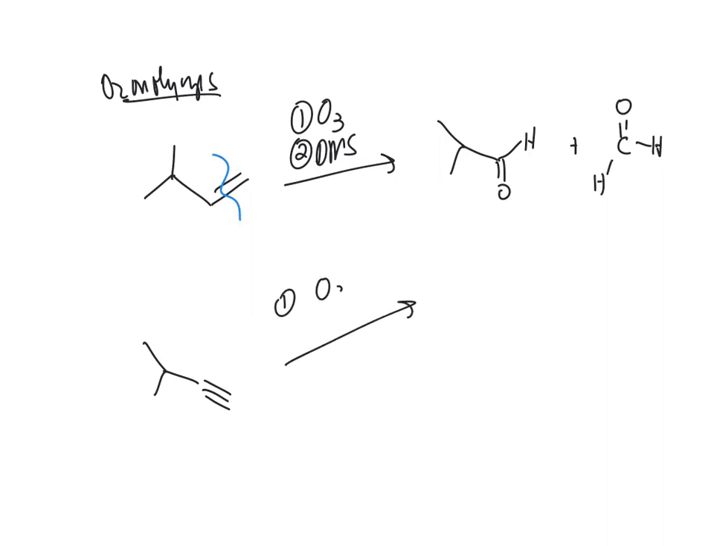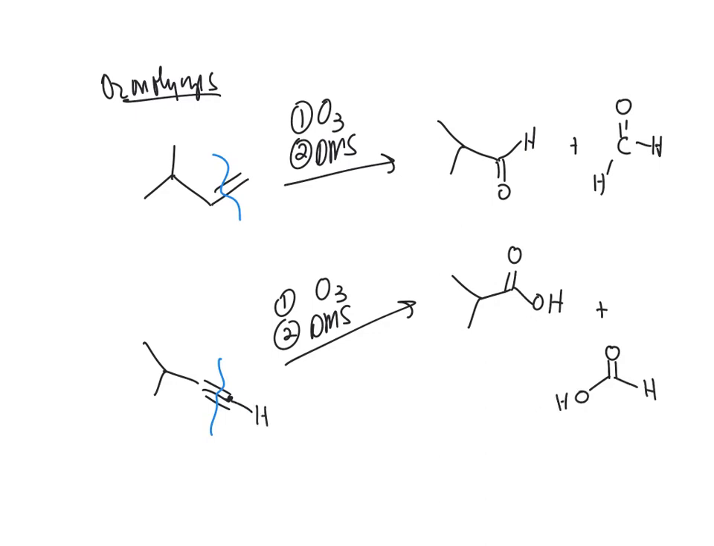Here, for an alkyne, you're going to get a carboxylic acid. And then this carbon will also be a carboxylic acid. But over here you have a hydrogen and you keep the hydrogen.